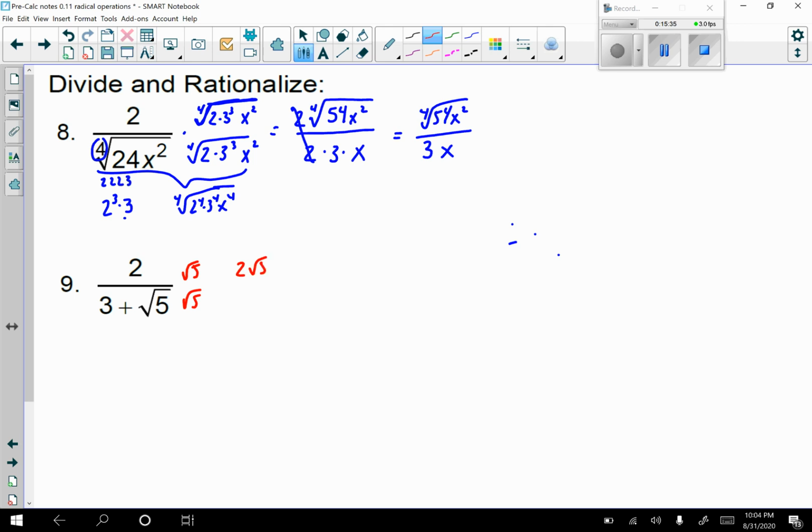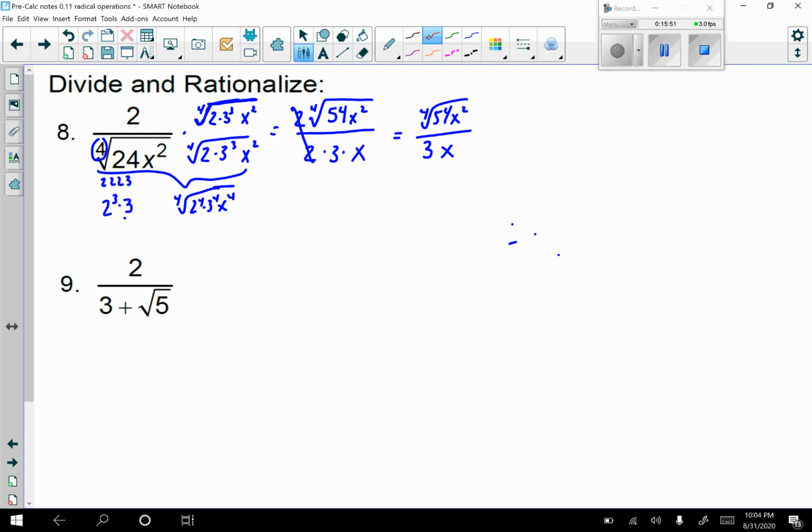This is 2 root 5 over. Now you have to distribute this. There's our problem. 3 root 5 plus, well, this is good. Root 5 and root 5 is 5. But now we have the problem right here. That did not work. So let's get rid of those.